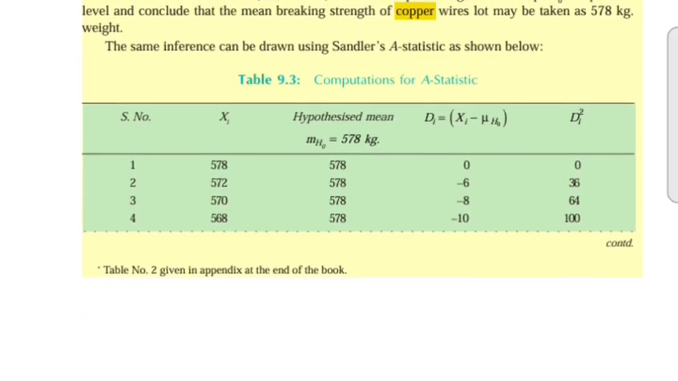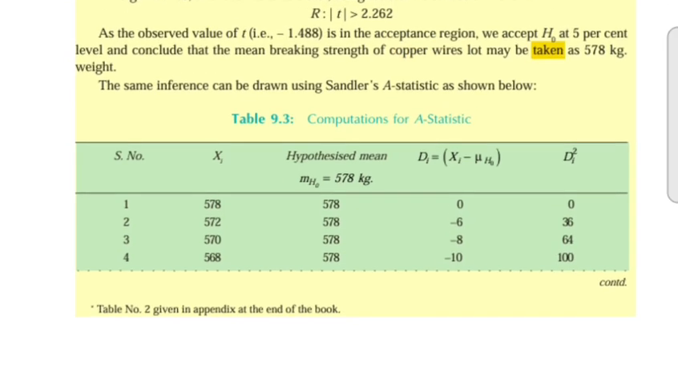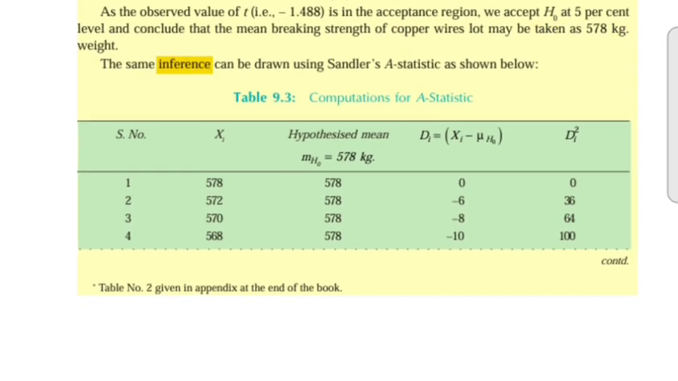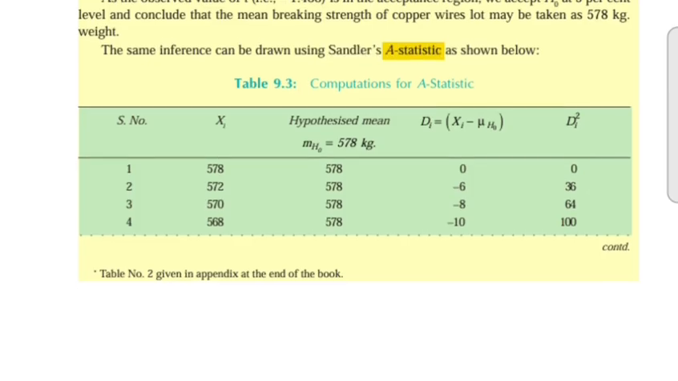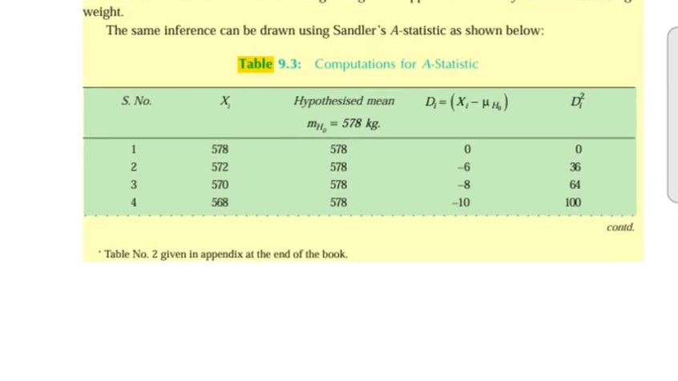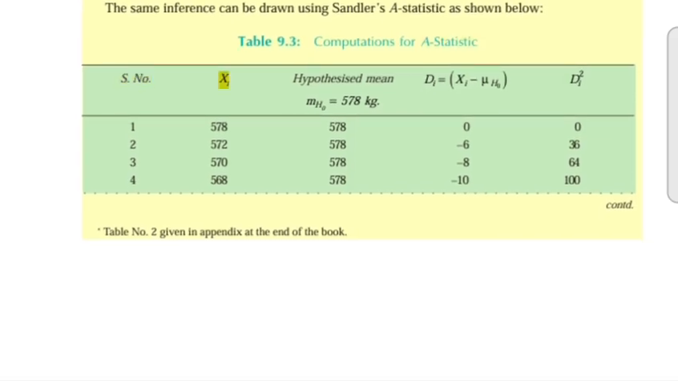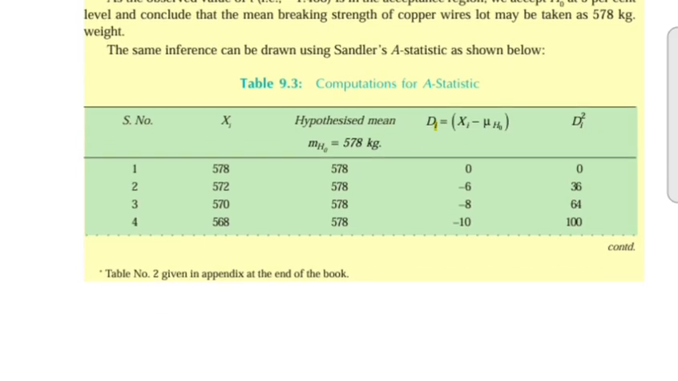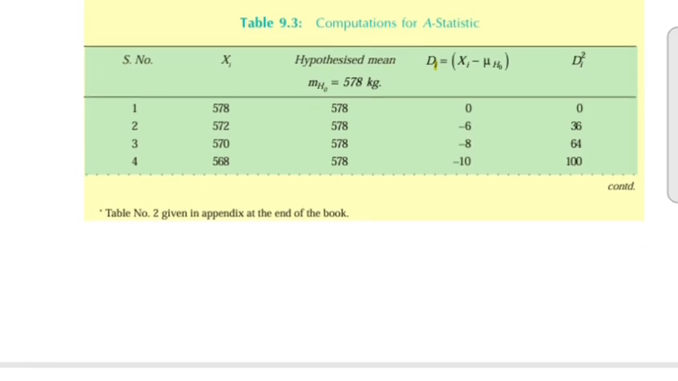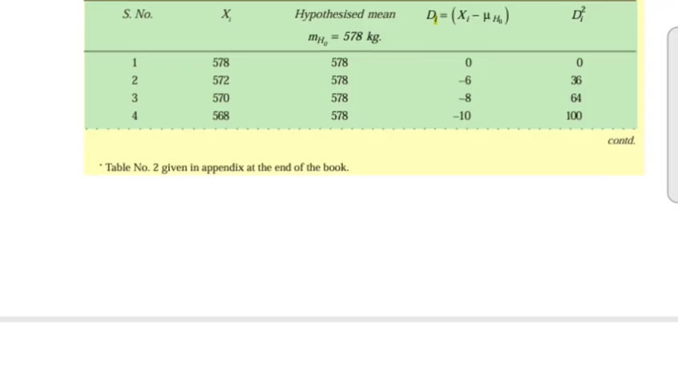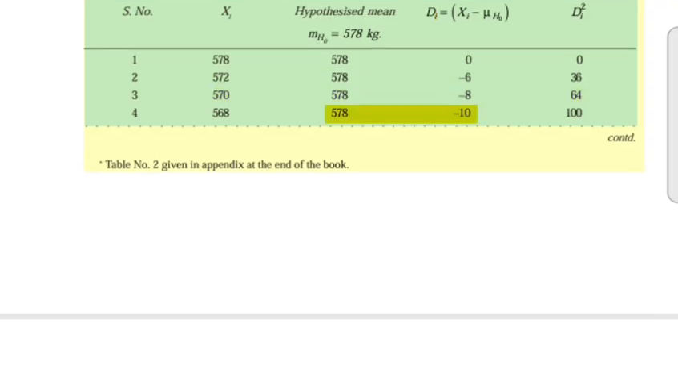The same inference can be drawn using Sandler's A statistic as shown below. Table 9.3: computations for A statistic. Serial number, Xi, hypothesized mean μH0 = 578 kg, and di = Xi minus μH0. For example, 578 minus 578 gives 0, 572 minus 578 gives minus 6, 570 minus 578 gives minus 8, 568 minus 578 gives minus 10. Table number 2 is given in the appendix at the end of the book.